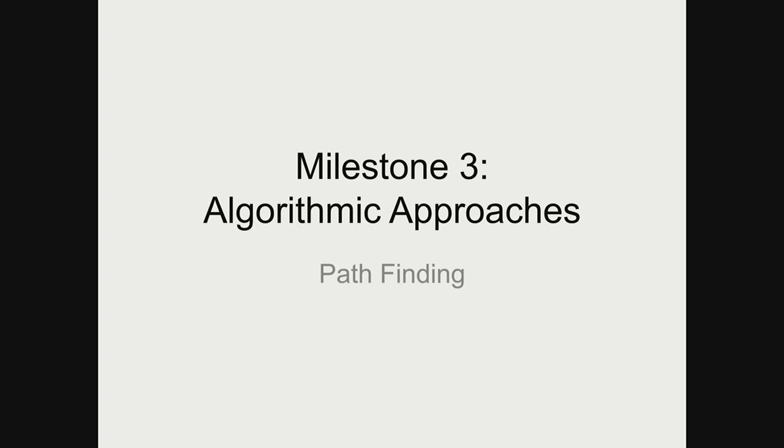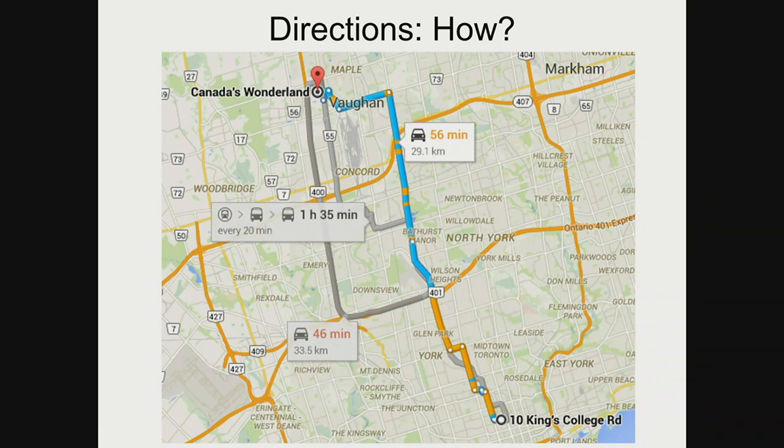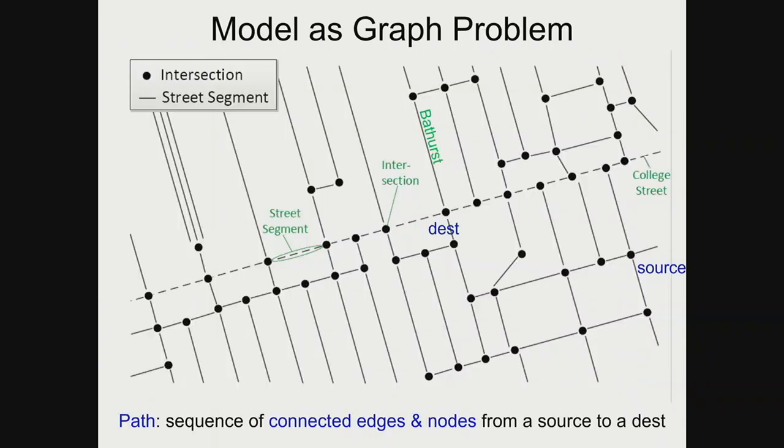Okay, so that's it about the UI and about how to attack dividing this up. Now we need to start talking about algorithms. So we want to go, for example, from here to Canada's Wonderland, right? It's what I'm going to be doing right after the course ends. So how do I get there? We're going to model this as a graph problem. And you've already seen we're modeling cities as graphs. Nodes are intersections, street segments are edges, so you already know this.